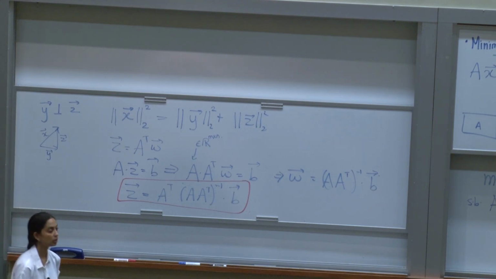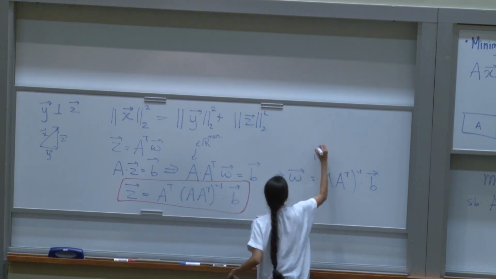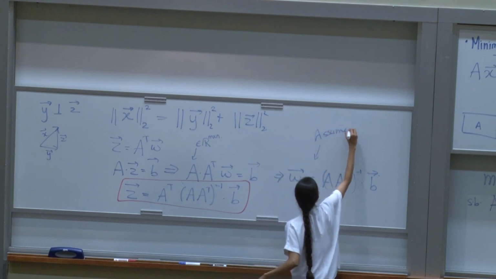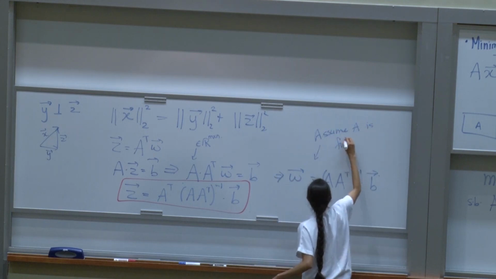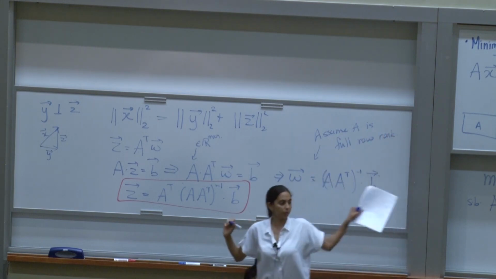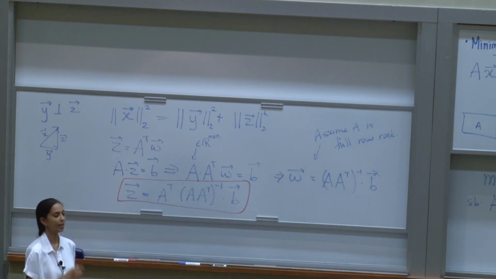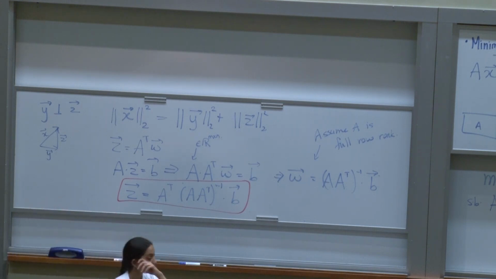Yes, question? How do you know that A A transpose has an inverse? I do not know it in general. I'm assuming for now that A is full row rank, which means that A A transpose is invertible. It's a proof worth doing on your homework just to check that if A is full row rank, then this is invertible. But we're not going to do it in class right now. Is this assumption just baked into the problem, or is there some reason why A is full rank? I'm not saying it's full rank. I'm just saying it's full row rank. I'm assuming it for the problem right now.